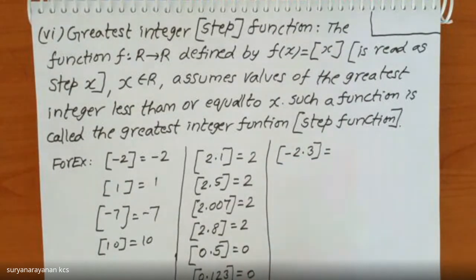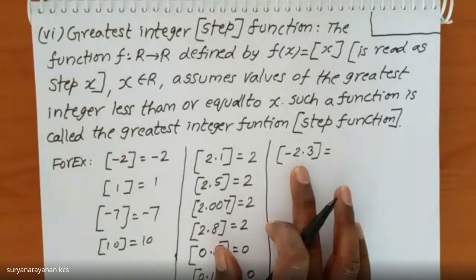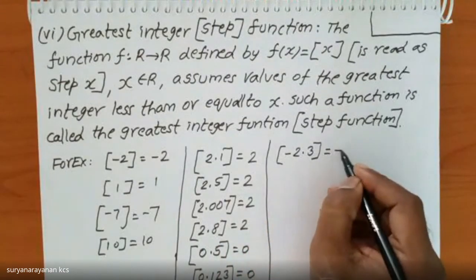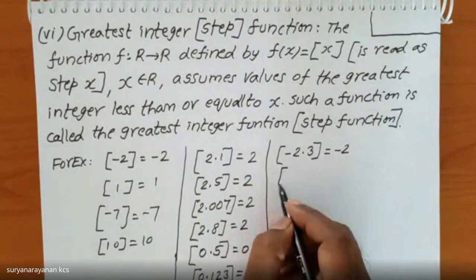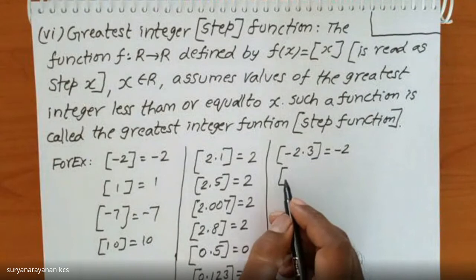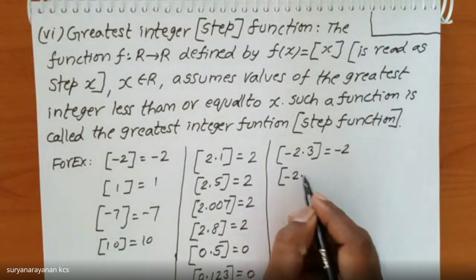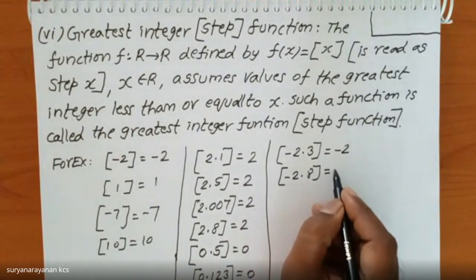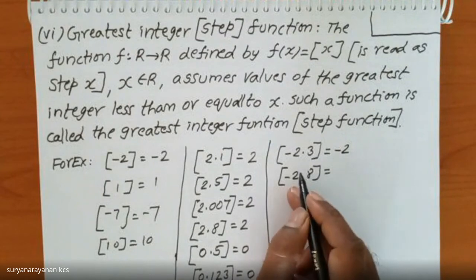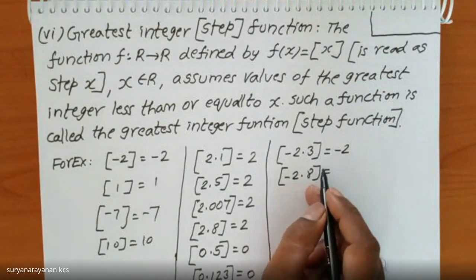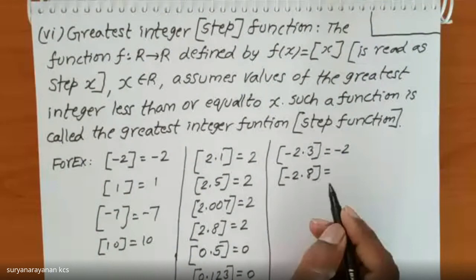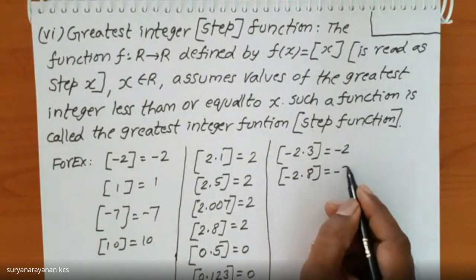Mark this number on the number line. Yes, minus 3, not minus 2. Don't be confused here. Minus 2.8. What is the value of step minus 2.8? Minus 3. Very good.